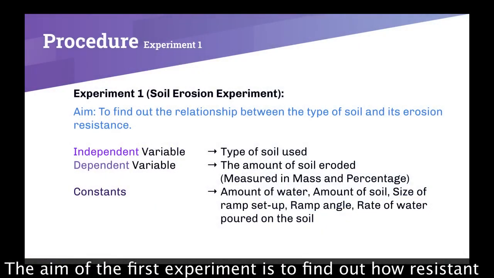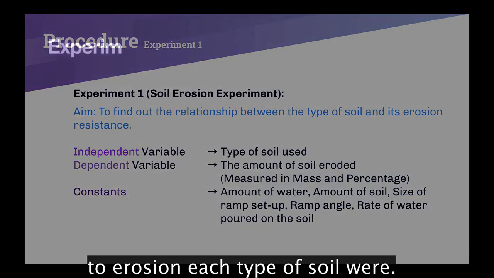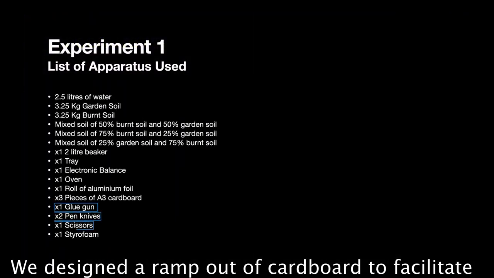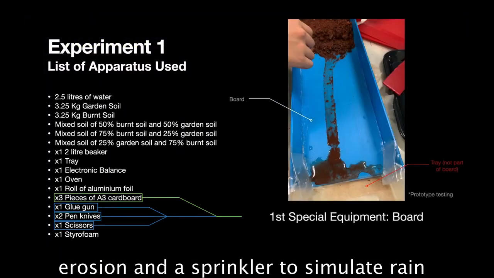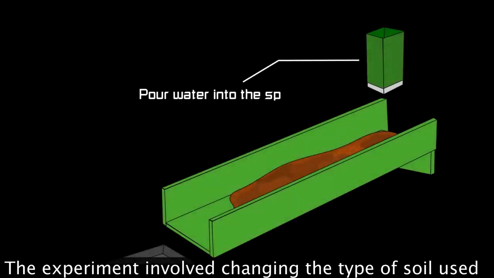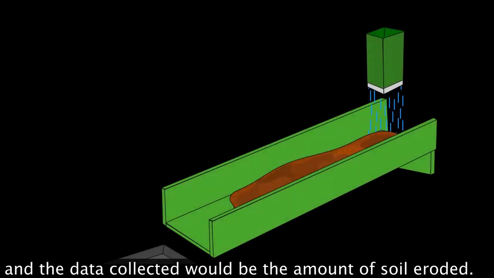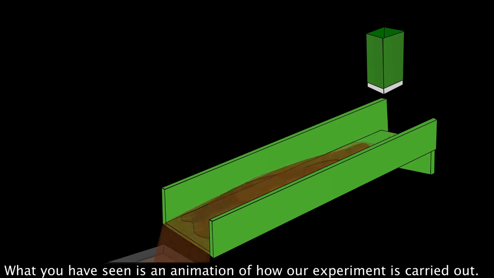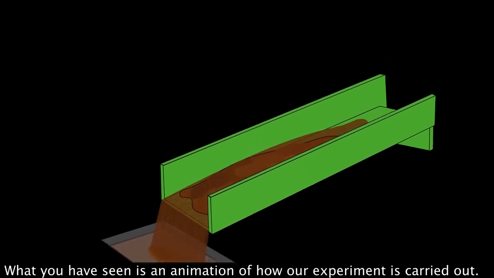The aim of our first experiment is to find out how resistant to erosion each type of soil were. We designed a ramp out of cardboard to facilitate the erosion and a sprinkler to simulate rain. The experiment involved changing the type of soil used, and the data collected would be the amount of soil eroded. What you have seen is an animation of how our experiment is carried out.